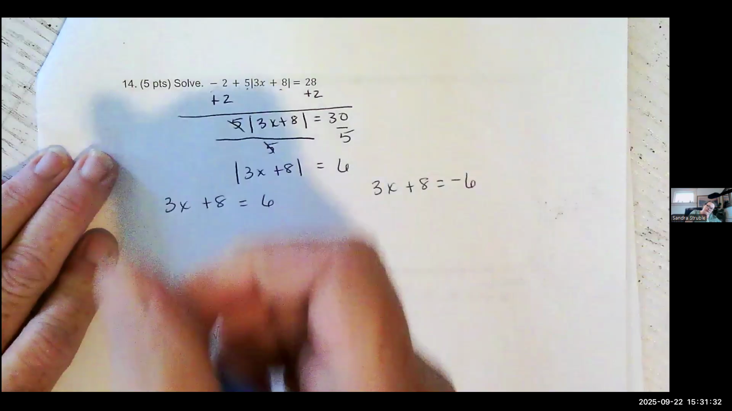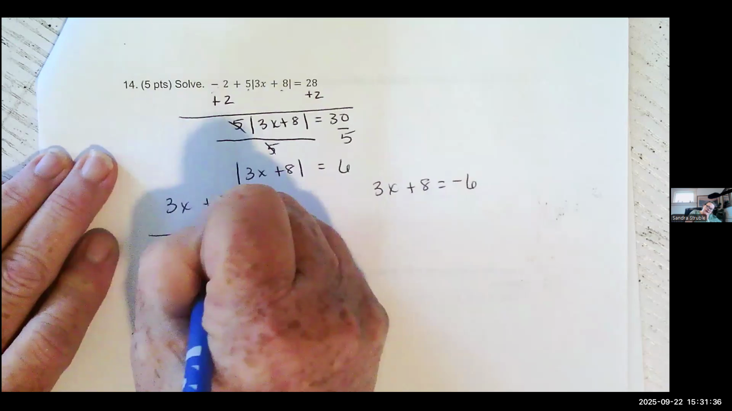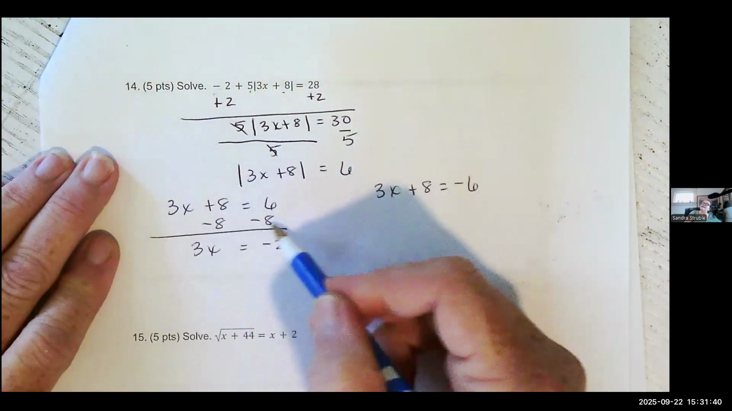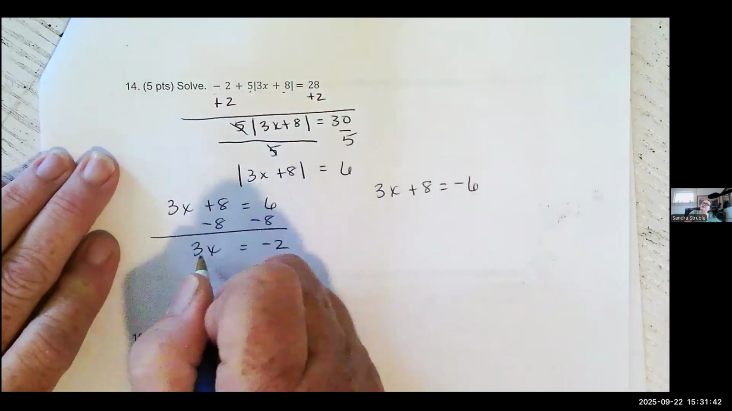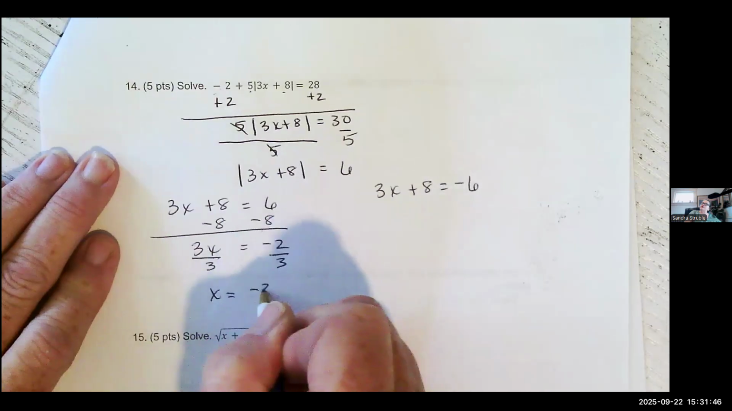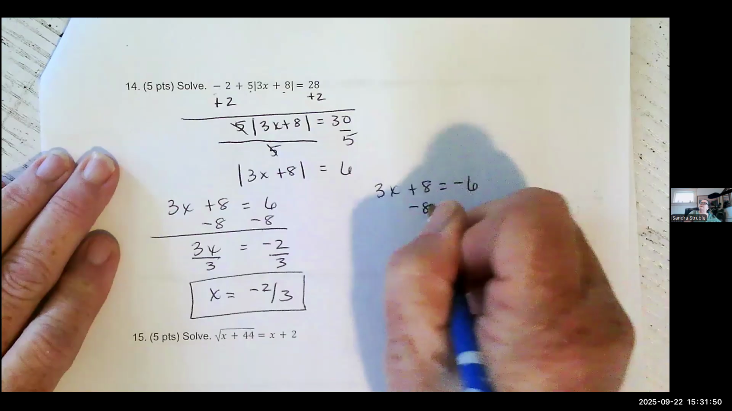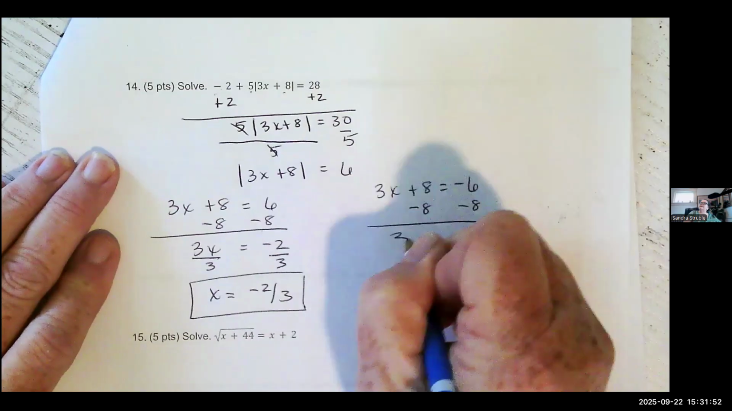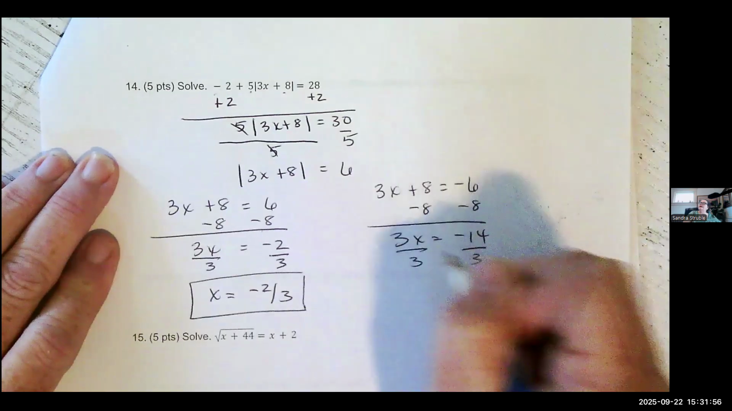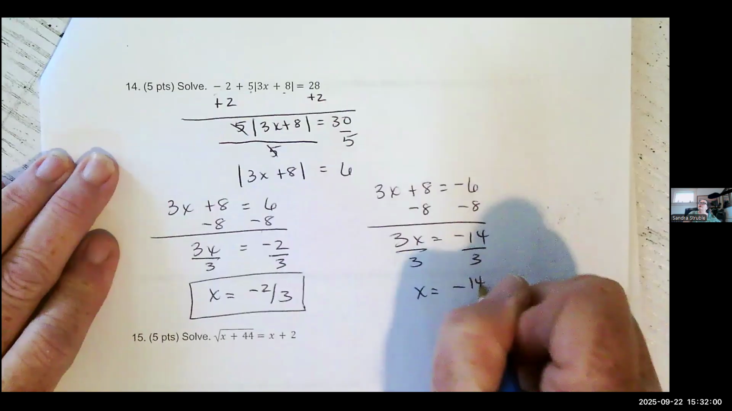And then solve for x for both. Subtract 8 from both sides. So 3x is equal to negative 2. The signs are different. You subtract and take the sign of the larger number, and then divide both sides by 3. And x is equal to negative 2/3. There's one of my x's. Subtract 8 from both sides. 3x is equal to negative 14. Divide both sides by 3 because 3 is attached to x by multiplication. And x is equal to negative 14/3.